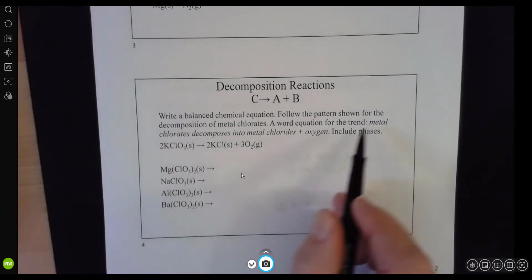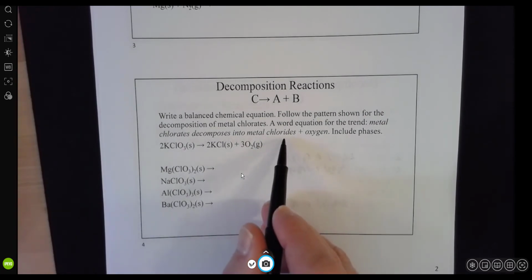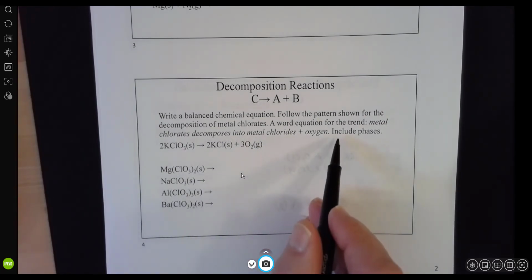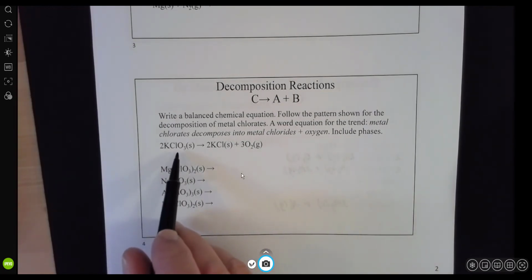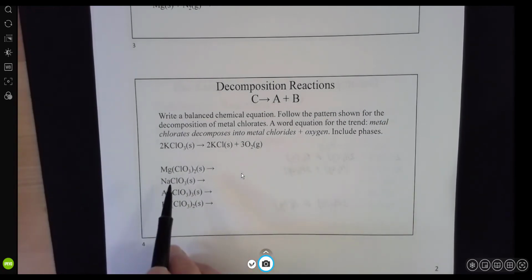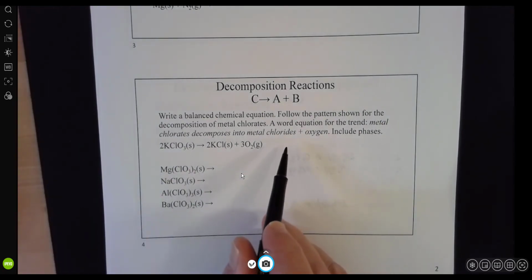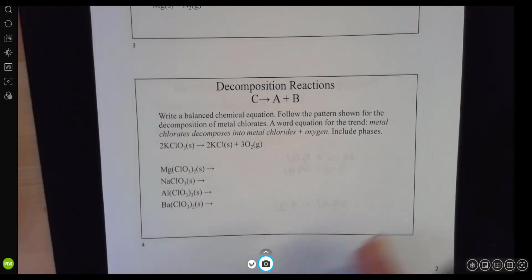It says when metal chlorates decompose, they decompose into metal chlorides plus oxygen. These are facts that you are supposed to memorize. The example here is potassium chlorate turns into the metal chloride, KCl, plus oxygen. Now, these trends happen often. We're not claiming that they happen all the time, but we're trying to get used to the trends and how to write them. So let's go ahead and try this first one.